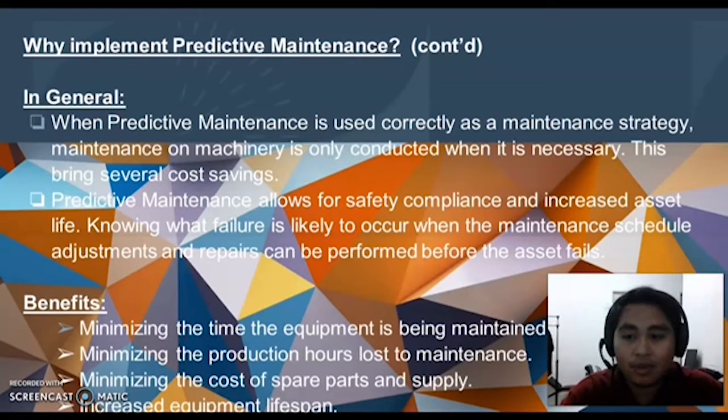The benefits of implementing predictive maintenance are minimizing the time the equipment is being maintained, minimizing the production hours lost to maintenance, and minimizing the cost of spare parts and supplies. And the last benefit is increased equipment lifespan.